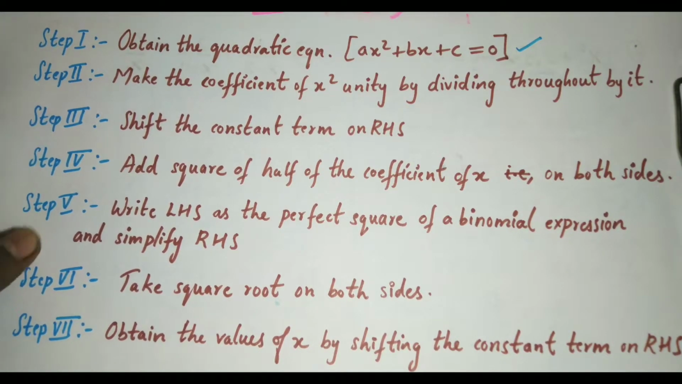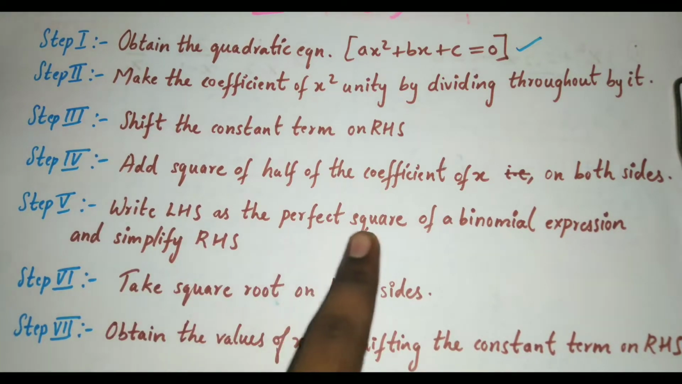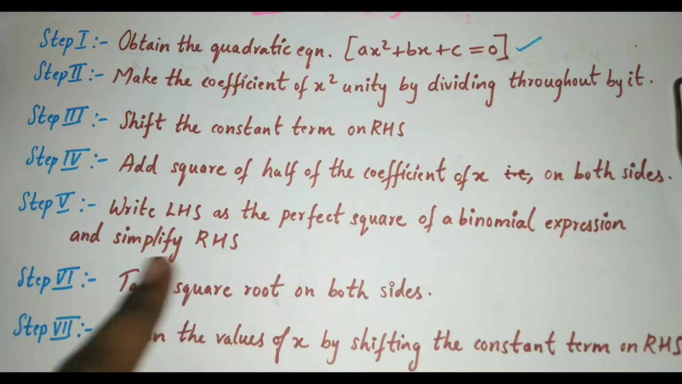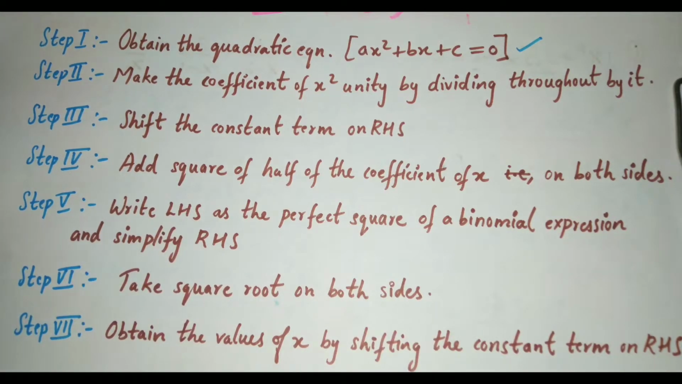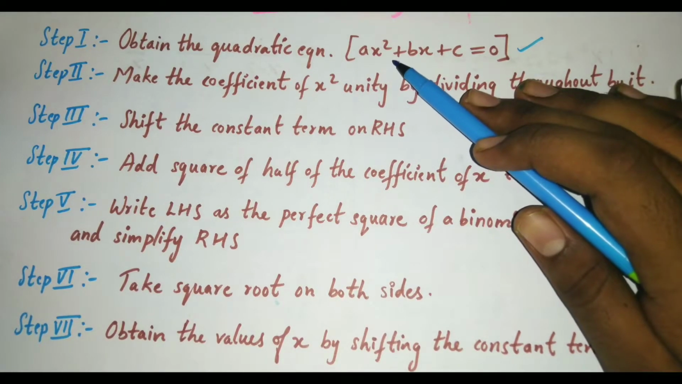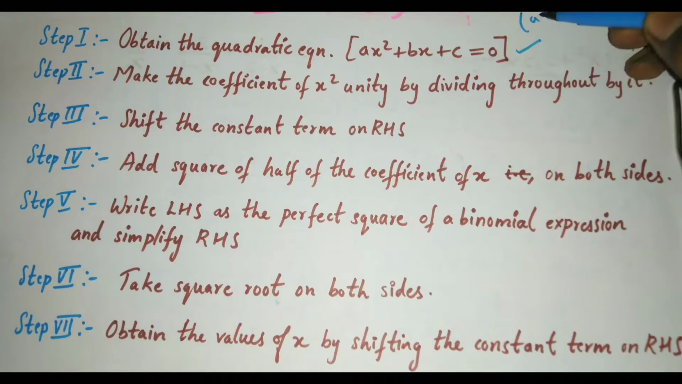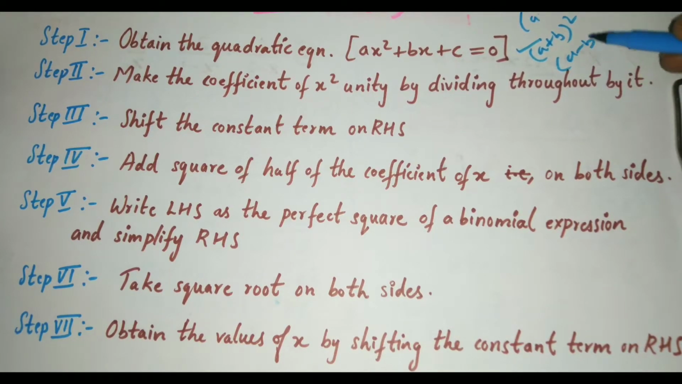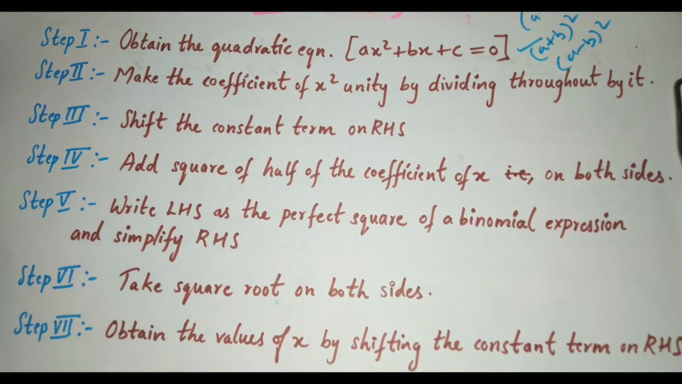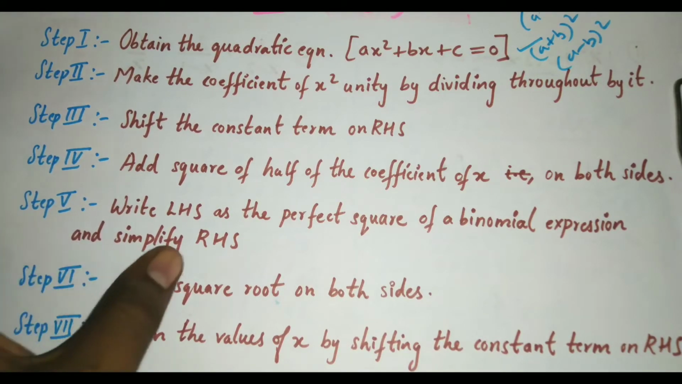Now step 5 is to write the LHS as a perfect square of a binomial expression and simplify the RHS. That means on the LHS you have to write it in the form of (a plus b) the whole square or (a minus b) the whole square, and simplify the RHS.